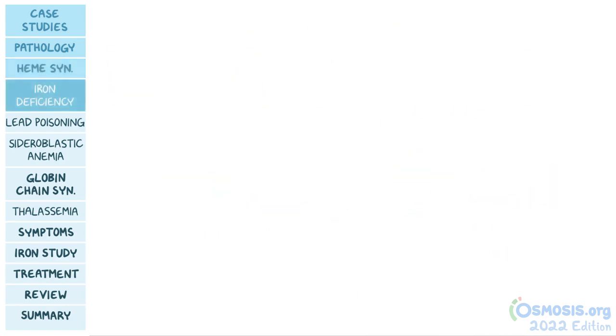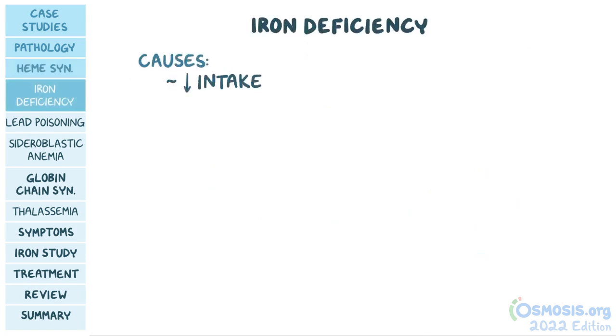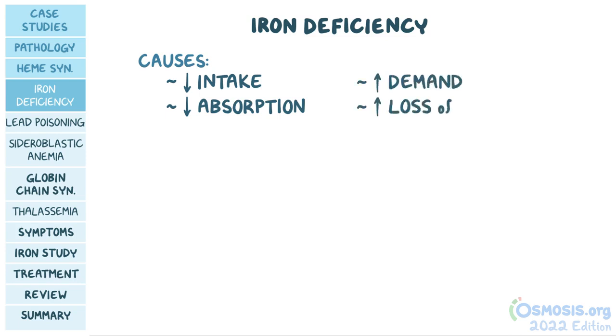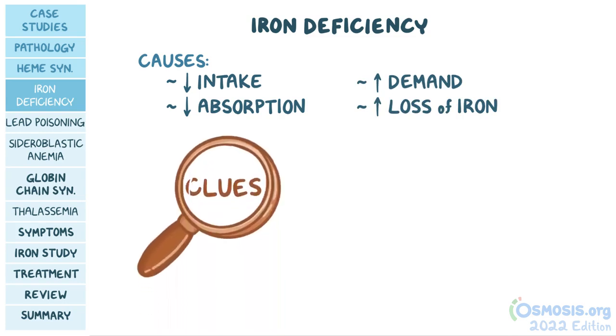Okay, so let's look at iron deficiency anemia, which could be caused by decreased intake, decreased absorption, increased demand, or increased loss of iron. For your exams, it's important to know that the clues to help you identify this disorder are often based on the patient's history.